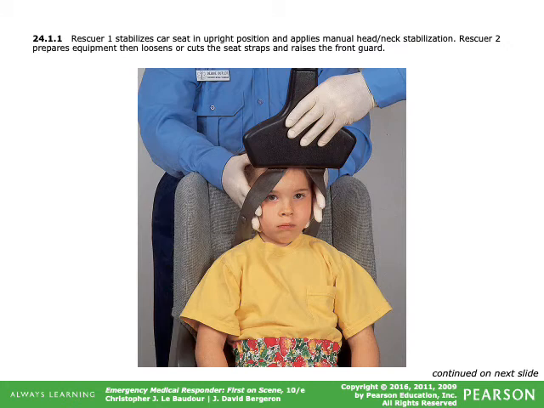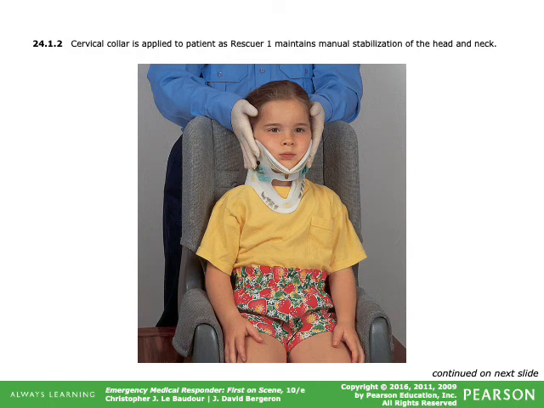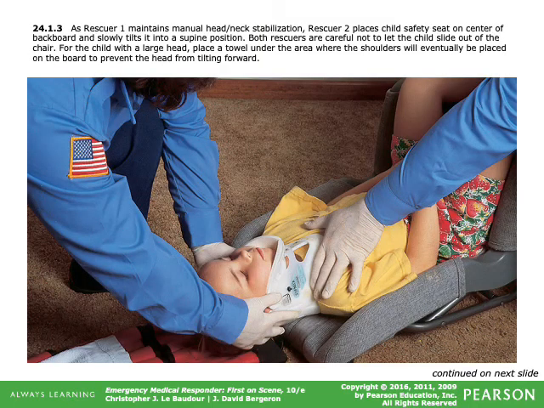This is two rescuers removing a child from a child safety seat. Same scenario. They're applying a seat collar after removing the straps. They have now laid the child safety seat back and they're preparing to slide the child onto the spine board.